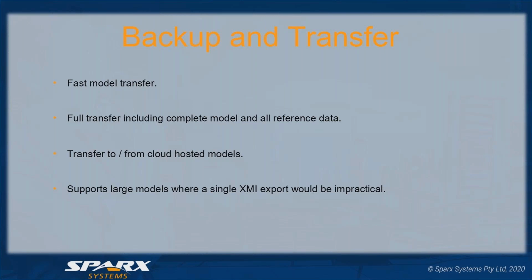Enterprise Architect 15.1 now supports native transfer, and it really provides you with the ability to undertake fast model transfer. So full transfer, including the complete model and all reference data. It allows you to transfer to and from cloud-hosted models, and it also supports large models where a single XML export would simply be impractical. Now, I know I'm constantly copying models, and the new transfer is just lightning fast and really, really powerful.